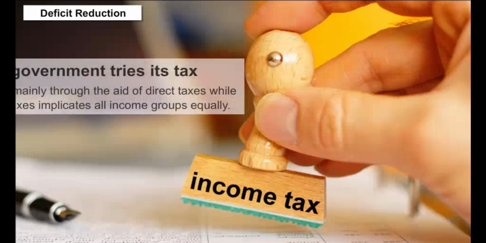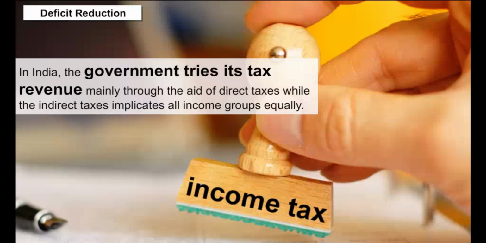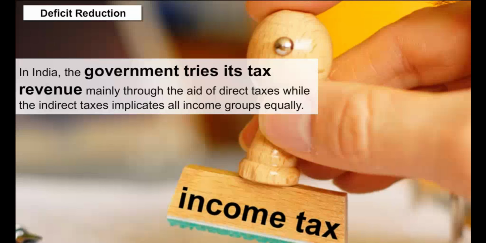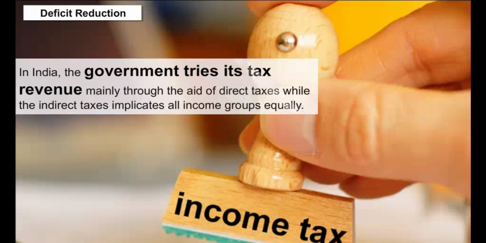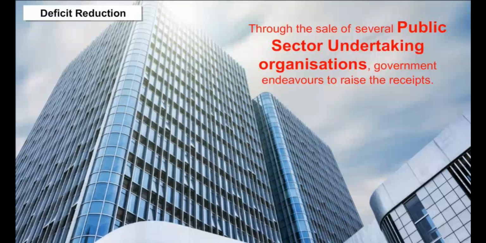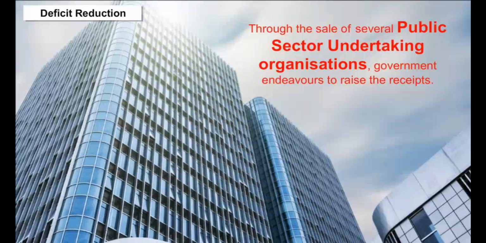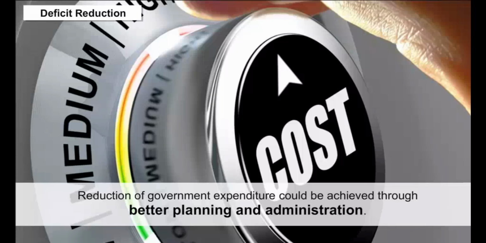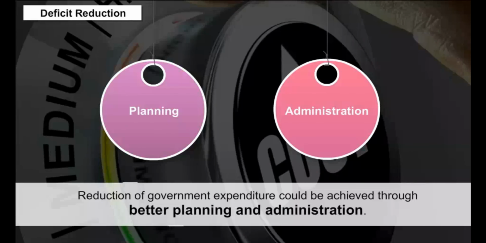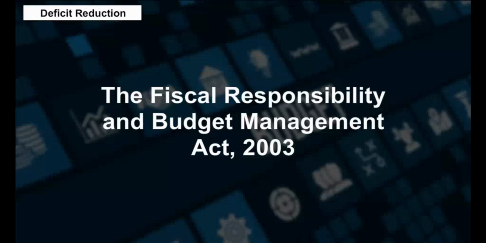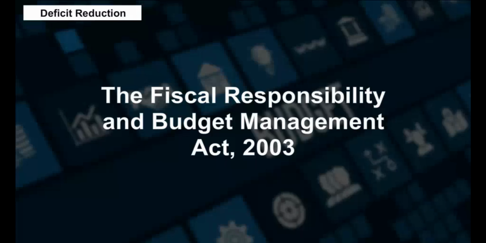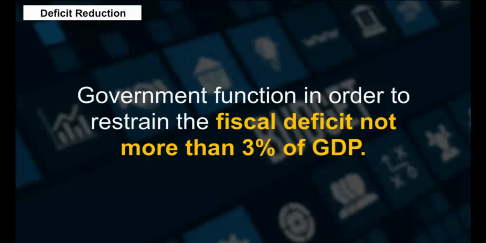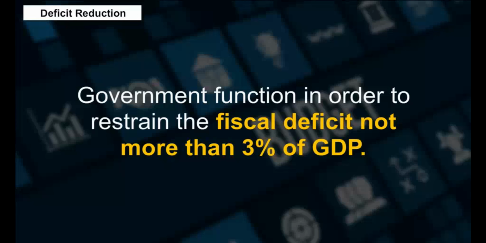Deficit reduction. In India, the government raises its tax revenue mainly through direct taxes, while indirect taxes affect all income groups equally. Through the sale of several public sector undertakings, the government endeavors to raise receipts. Reduction of government expenditure could also be achieved through better planning and administration. The Fiscal Responsibility and Budget Management Act 2003 requires the government to restrain the fiscal deficit to not more than 3% of GDP.